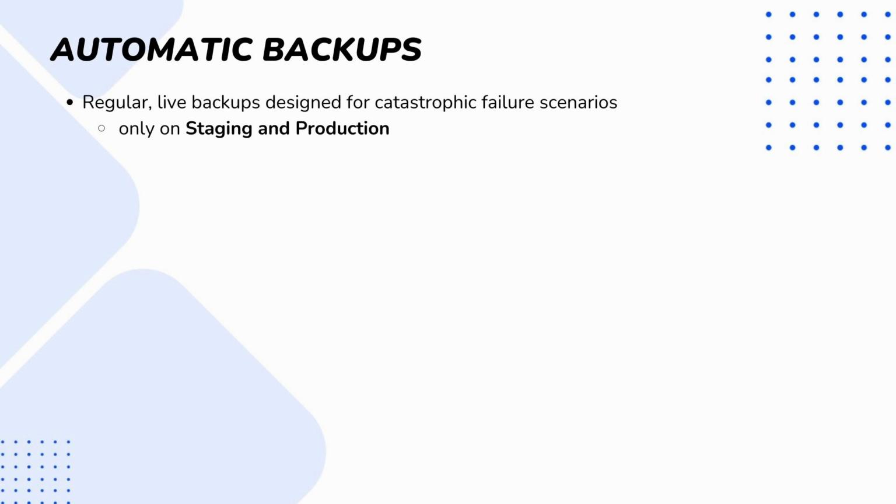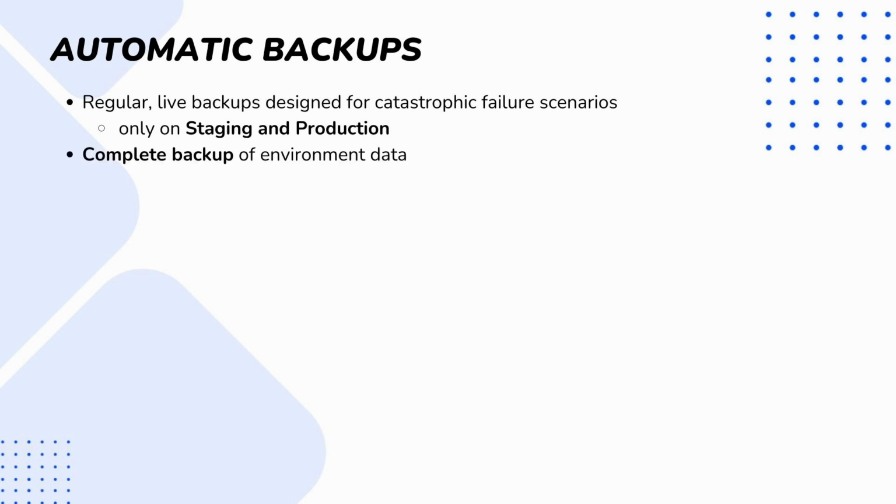These kind of backups are, as the name suggests, automatic and done regularly with the live option, so our environments are not stopped during the backup. Additionally, these backups are designed for catastrophic failure scenarios, so this is not something that happens very often. But of course, in case of such situation, we need to be aware of possible options and ways to resolve the issue. Backups, I would say, are our last resort in case we cannot fix the issue in a different way.